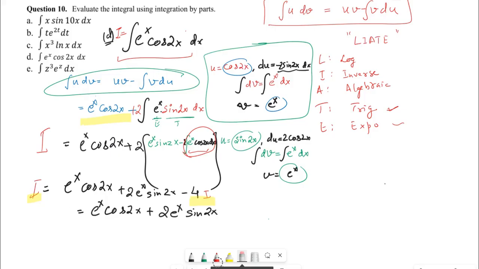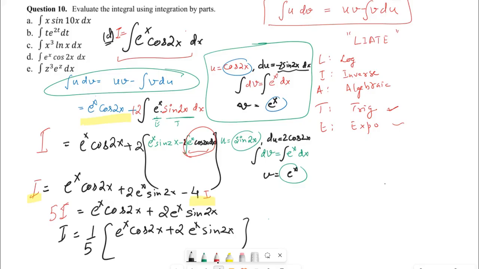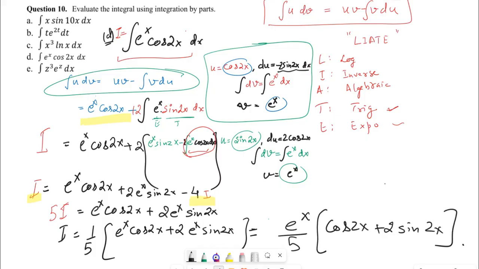So I plus 4I is 5I, equal to e^x cosine 2x plus 2e^x sine 2x. I need to find I, so I'm going to have to divide by 5 on both sides. We have the answer as e^x can be factored out, 5 is outside, cosine 2x plus 2 sine 2x. That is your answer. One thing you remember, when you're completely done with the question, always add a c to it because it's an indefinite integral, so you have to add a c.